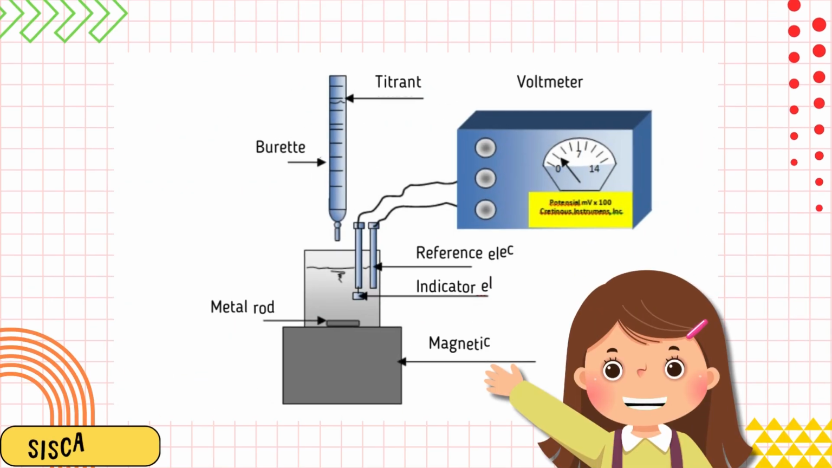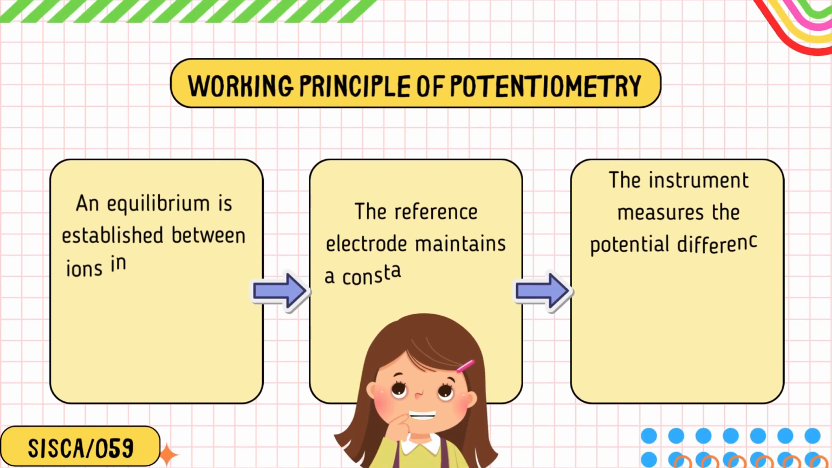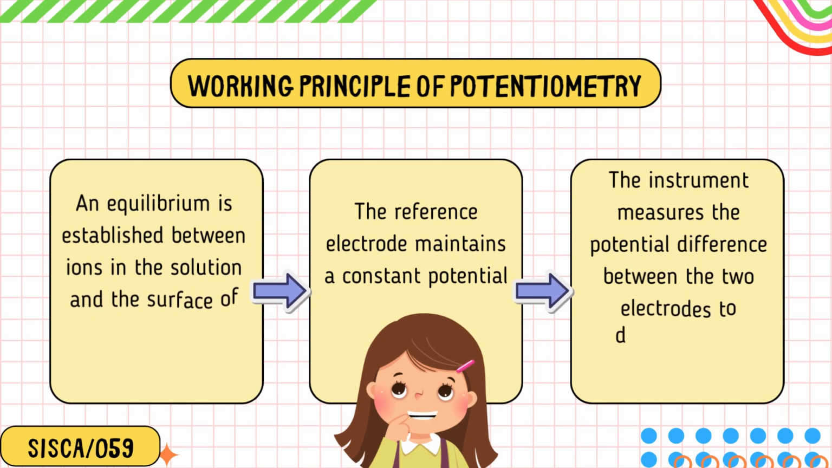A potentiometric instrument consists of several main components. The first is the indicator electrode, which responds to changes in the concentration or activity of the ion being analyzed. The second is the reference electrode, which has a stable and constant potential and serves as a comparison. The third component is a voltmeter, which measures the potential difference between the indicator electrode and the reference electrode and displays it in volts.